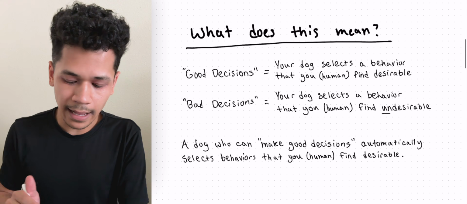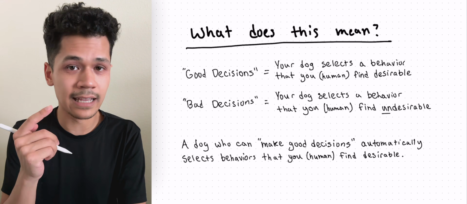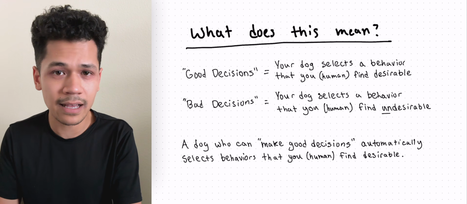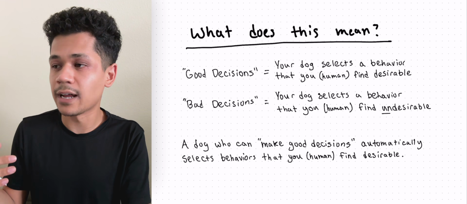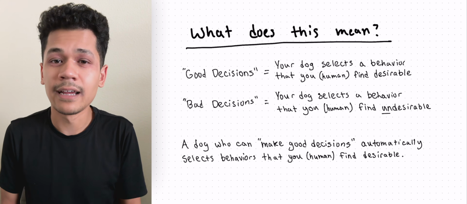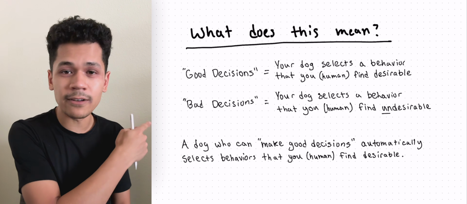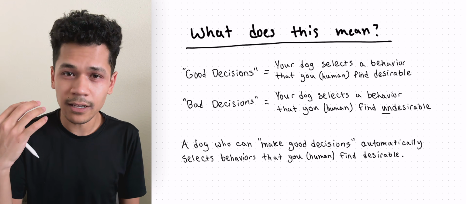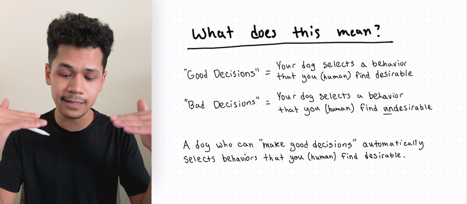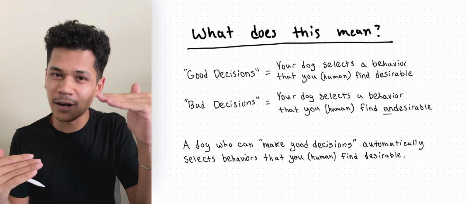So that's the question. A dog who can make good decisions automatically selects behaviors that you as a human find desirable without prompting them. You don't have to give them a command. You don't have to micromanage them. You don't have to prompt them or tell them at all. They just do it on their own, right? You leave the slice of pizza on the counter and they don't eat it because they make good decisions. You're on a trail. A squirrel runs right in front of your dog. Your dog doesn't chase it because they make good decisions. And so that's what it means for your dog to make good decisions. Hopefully that makes sense. And hopefully you can see the difference there between the behaviors your dog finds reinforcing and the behaviors you find desirable, right? They don't always line up.